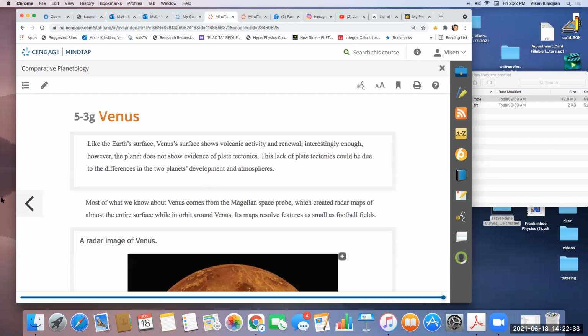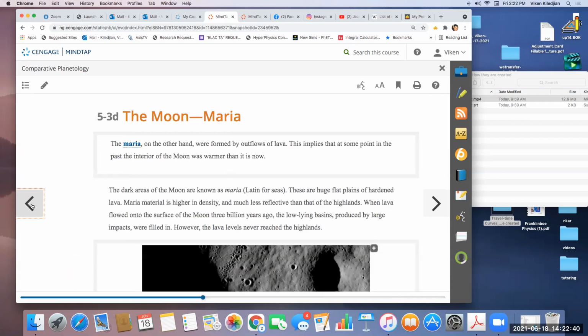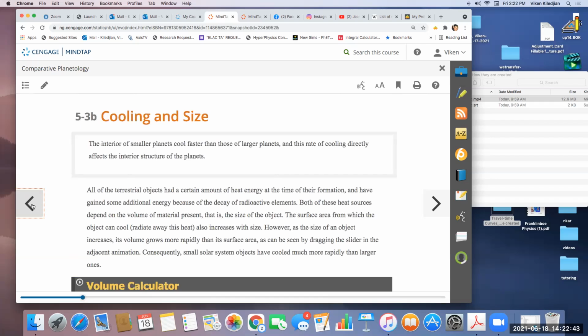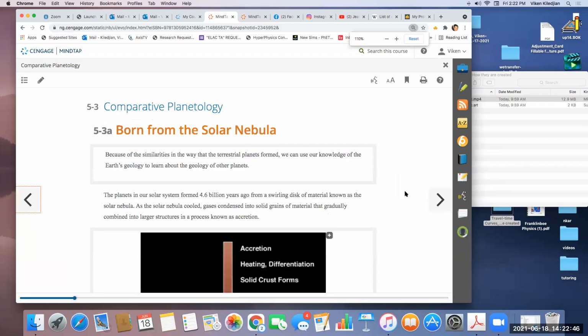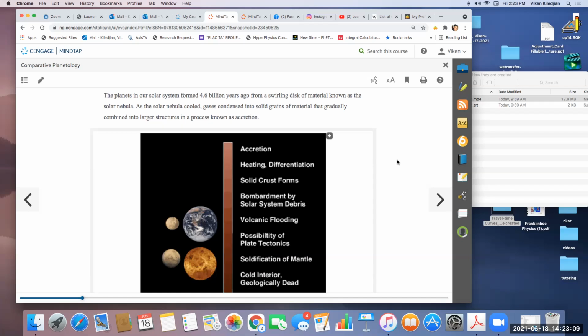Let me go to the first page. So they're going to compare the planets to each other. Because of the similarities in the way that terrestrial planets formed, we can use our knowledge of the Earth geology to learn about the geology of other planets. The planets in our solar system formed 4.6 billion years ago from a swirling disk of material known as the solar nebula. As the solar nebula cooled, gases condensed into solid grains of material that gradually combined into larger structures in a process known as accretion.